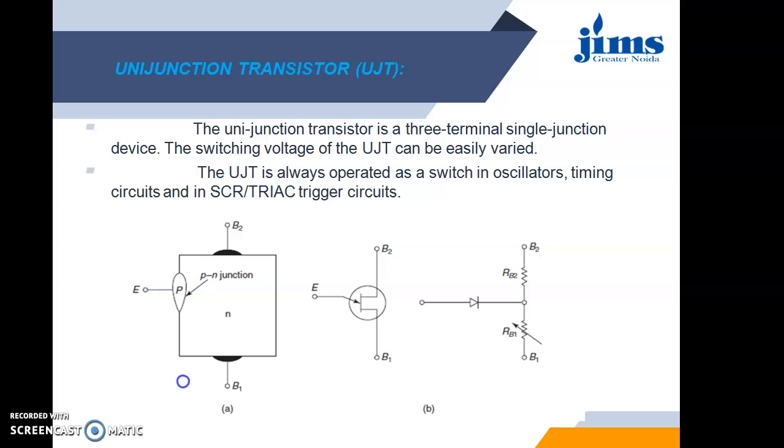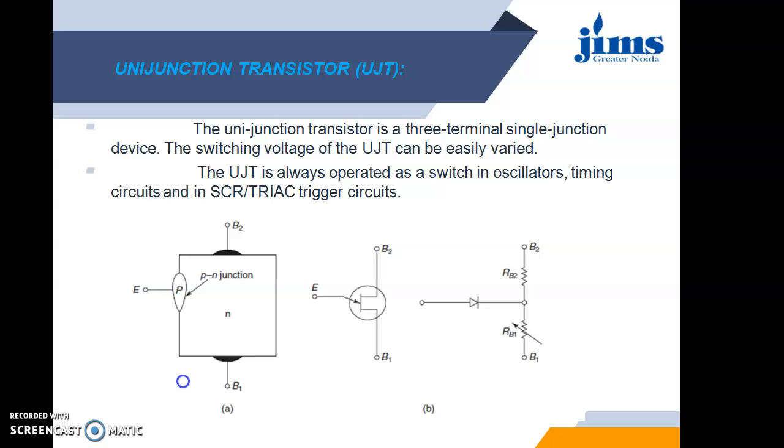So we have talked about diodes, transistors, thyristors, and this is another semiconductor device which is a single junction device, and that is why it is called unijunction transistor. It is called unijunction because it has only one junction. But why is it called transistor? It is called so because it offers transfer of resistance across the channel.